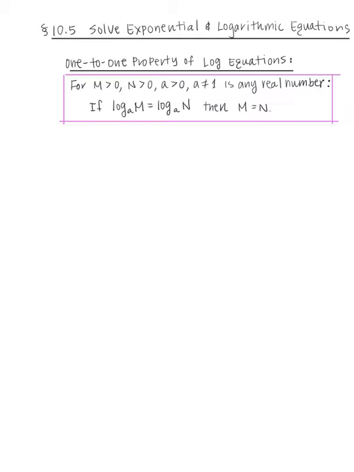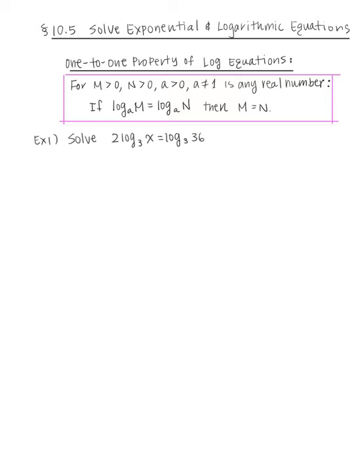Here is our first property. It's called the one-to-one property of log equations. Basically it says that if log base a of m equals log base a of n, then m must be equal to n. Alright, so let's do some examples.